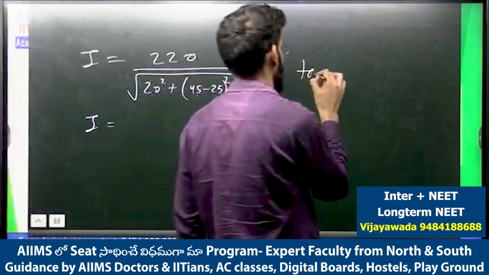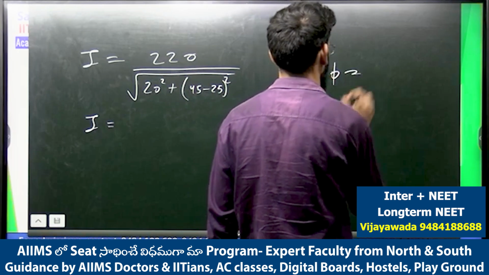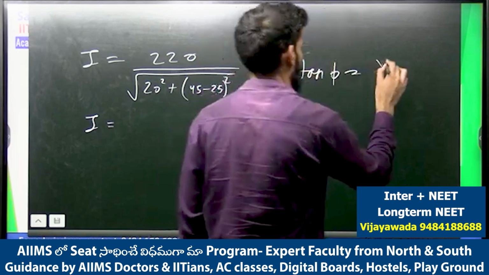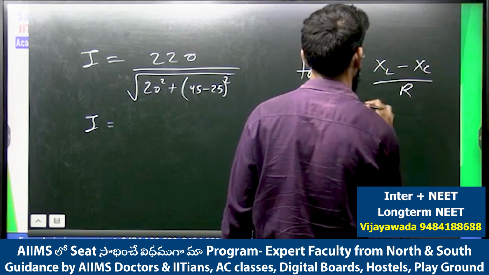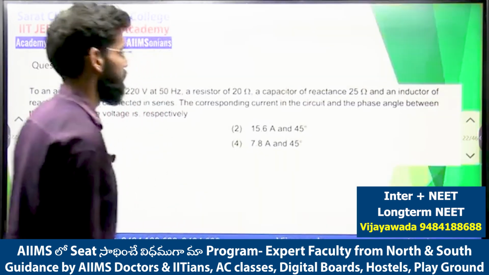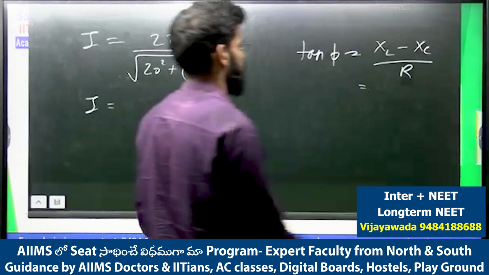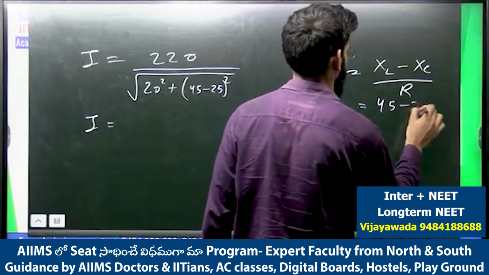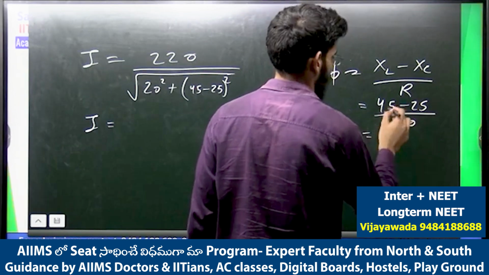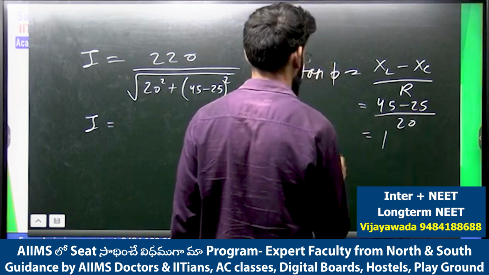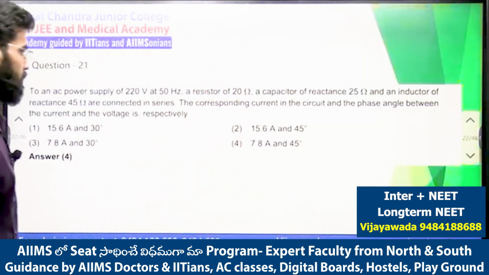Next, what he is asking, phase. So tan theta is equals to, we call it tan phi, right? Tan phi is how much? XL minus XC by R. XL is 45, XC is 25, so 45 minus 25 by 20, right? So this is 20 by 20, that is 1. So phi equal to 45.